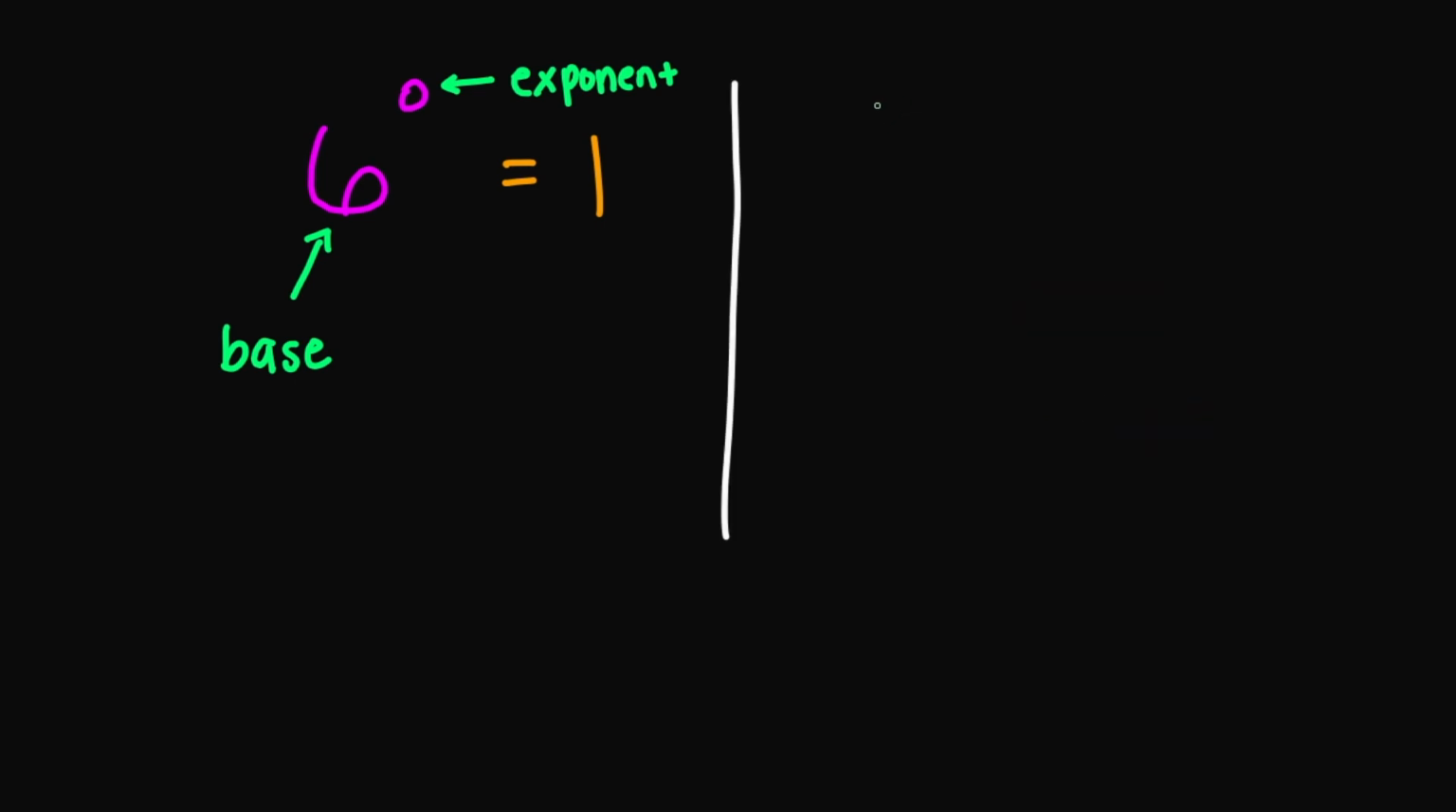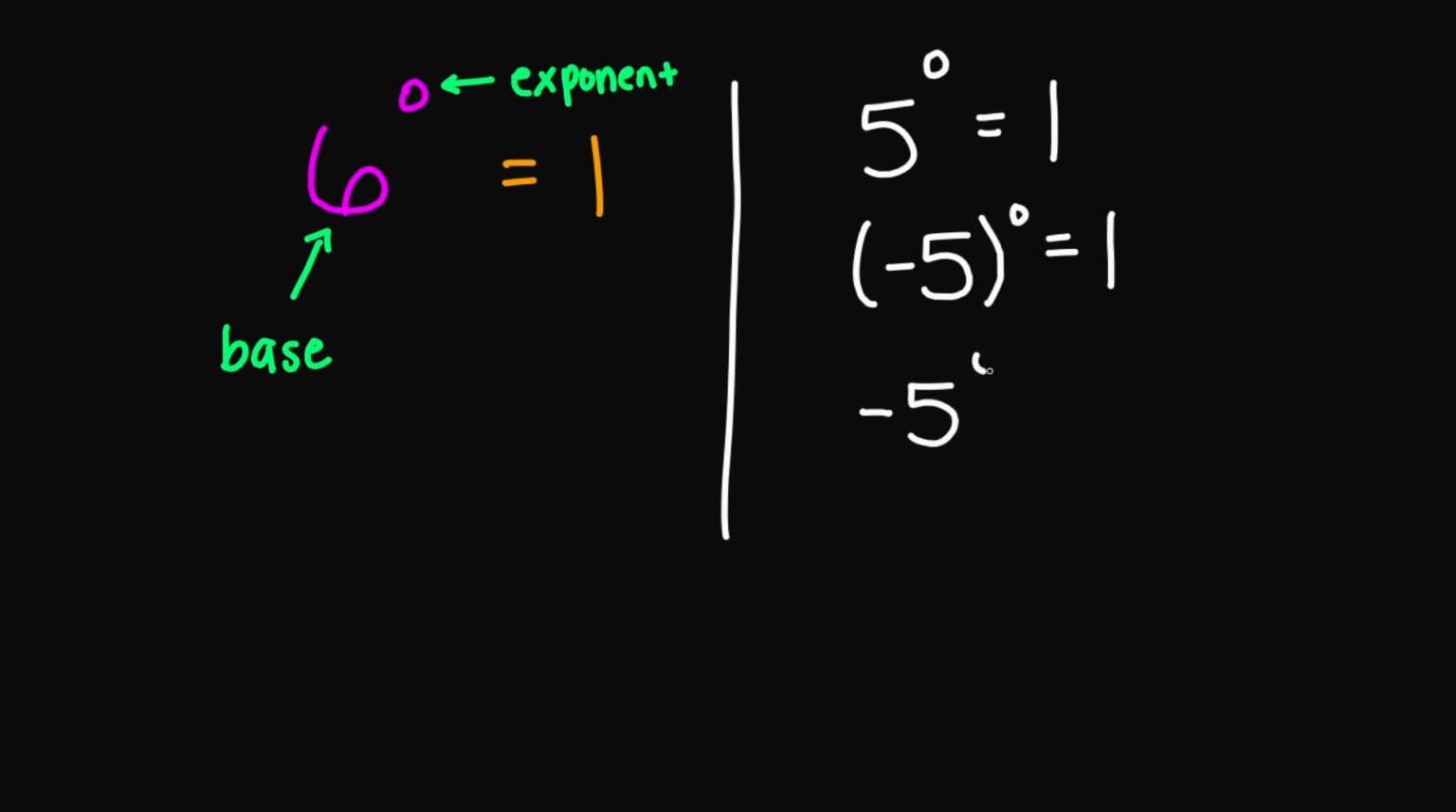All right, so now let's look at 5 to the 0 power. Again, we said this is going to equal 1. What if you had -5 to the 0 power? This is also going to equal 1. However, if I just had -5 written like this with no parentheses, this is going to equal -1. Remember the difference between parentheses and no parentheses.